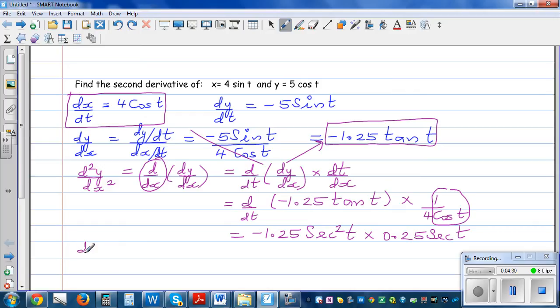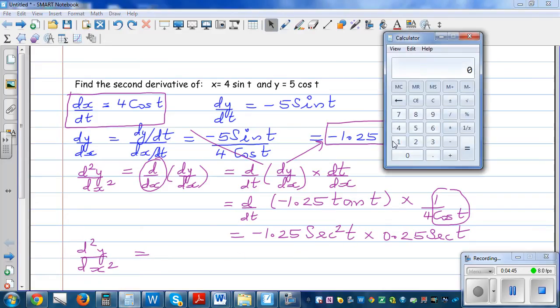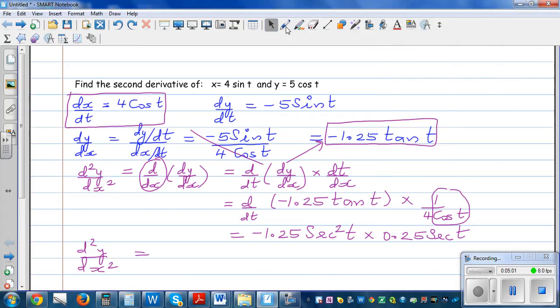Okay, so we can say d squared y by dx squared, which is again in terms of t because it's a parametric function and the parameter is t, is minus, let me use my calculator, 1.25 times 0.25 equals 0.3125. So that is minus 0.3125. You've got sec squared t times sec t, which is going to be sec cubed t.